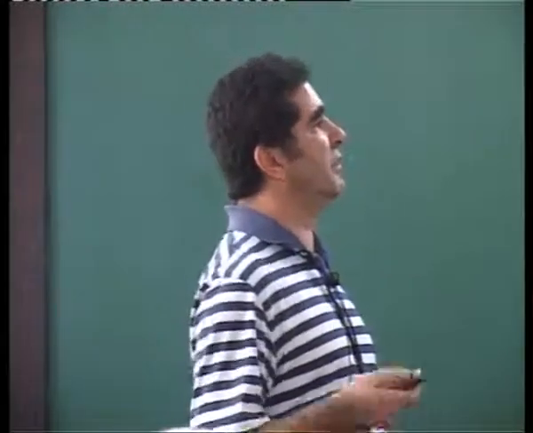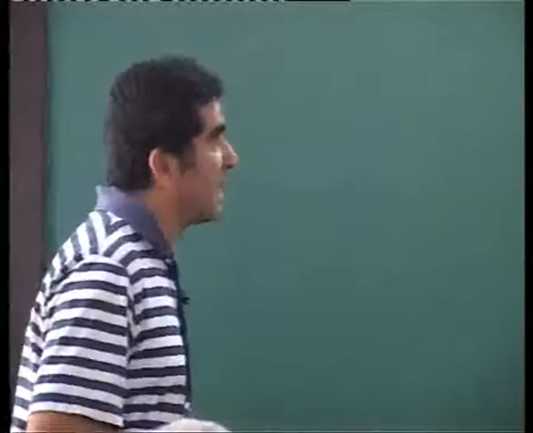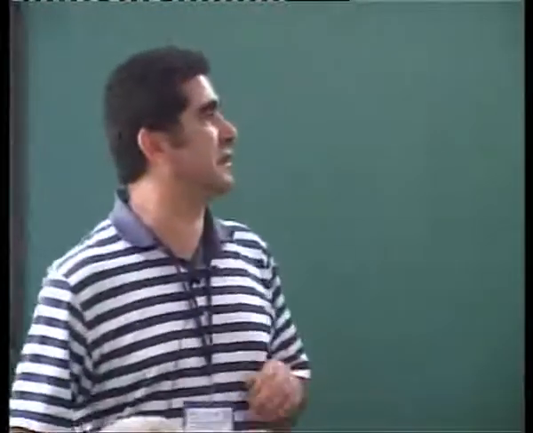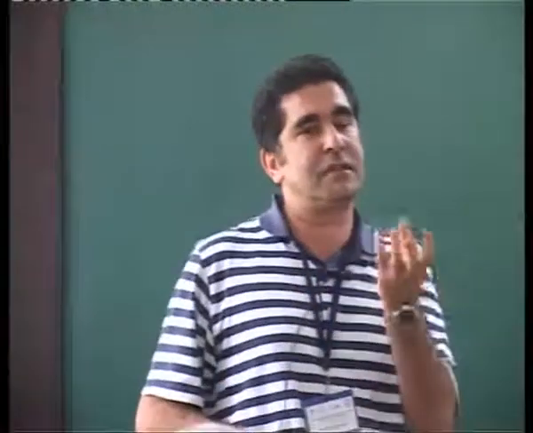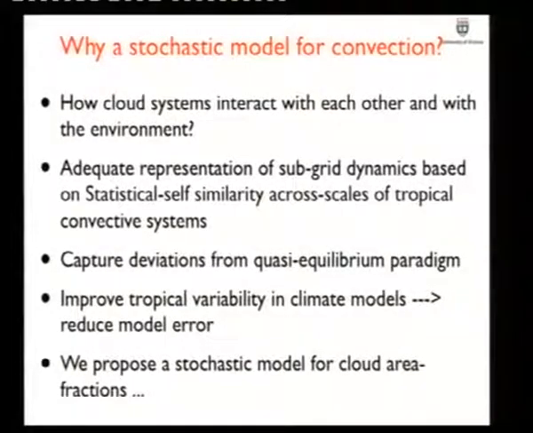The variability of the convection is tied to the variability of the large scales. That's not the true story. So we try to make an adequate representation of this subgrid dynamics based on the statistical self-similarity that has been observed in tropical convection. Observational specialists tell us that there is self-similarity in cloud organization on at least three scales: on mesoscales, on synoptic scales, and on a planetary scale, on the MJO and convectively coupled waves, and in mesoscale systems like squall lines. They all share some kind of self-similar structure in convection, and I'm going to show you what this structure looks like.